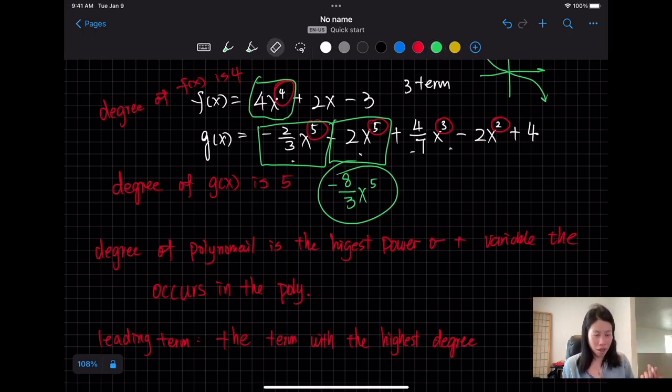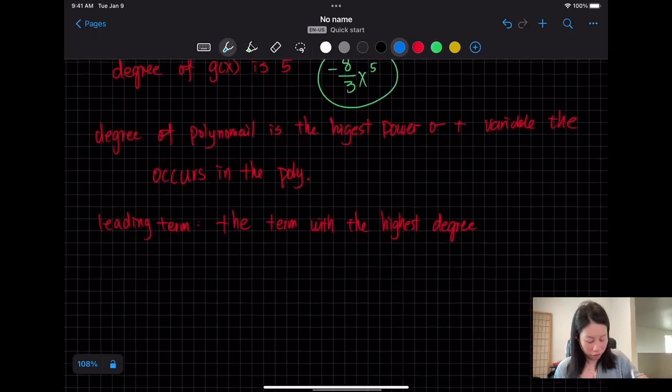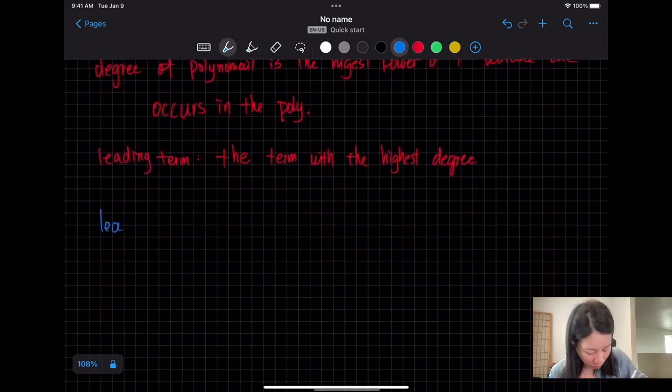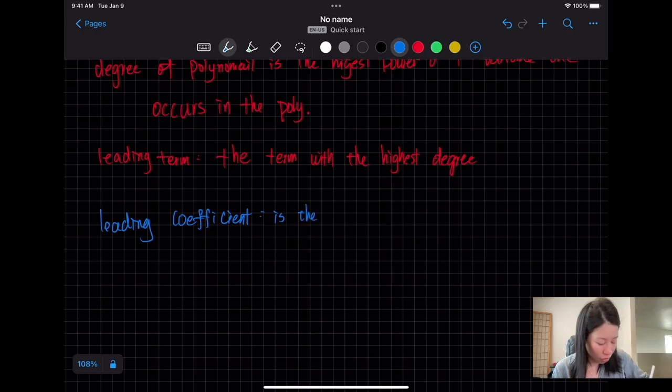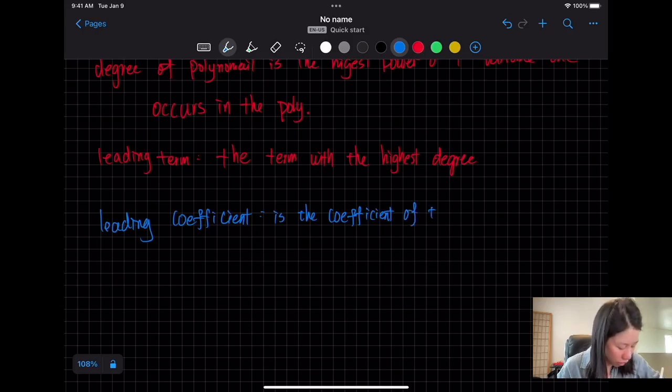Okay, and then the last one is the leading coefficient. So I'm going to use a blue pen. A leading coefficient is the coefficient of the leading term.